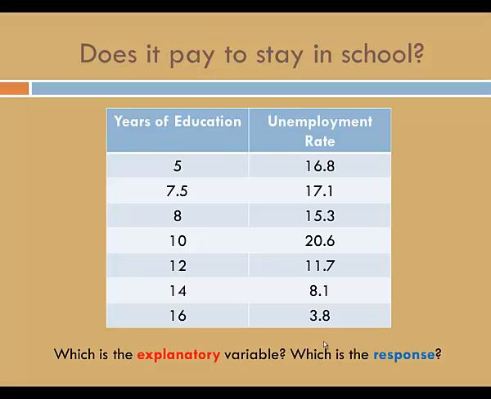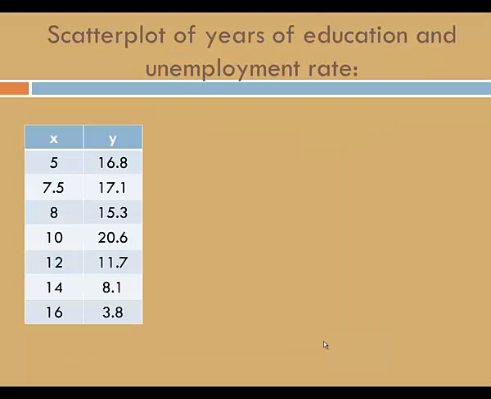Which is the explanatory variable and which is the response? Recall that in research, we wish to determine how varying the amount of the explanatory variable will affect the amount of the response variable. I think in this case, the researcher is interested in how unemployment rate is affected by years of education. So we'll consider years of education the explanatory variable, and unemployment rate the response variable.